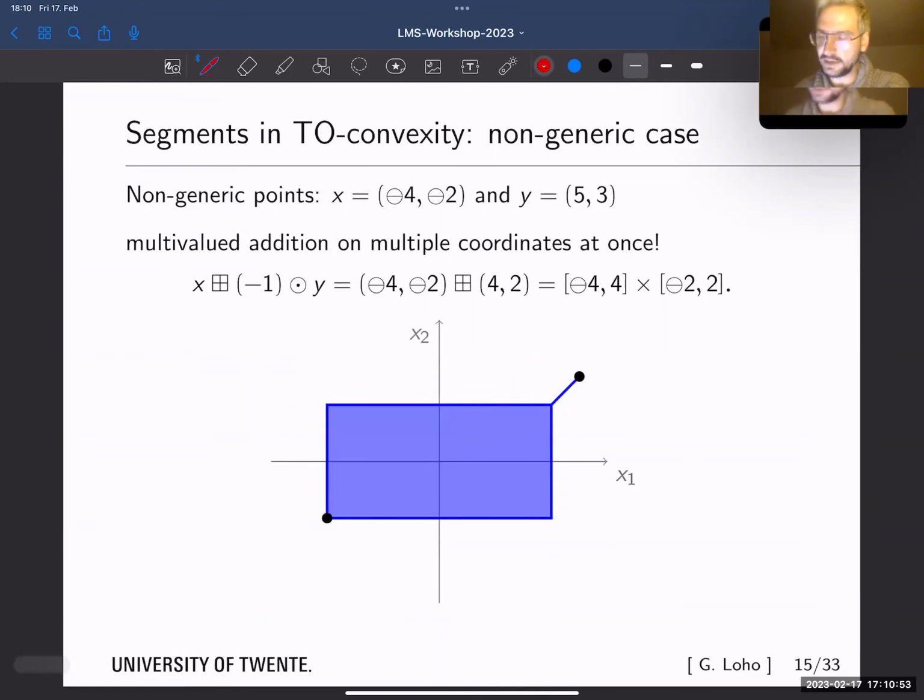But in the non-generic case, when suddenly the cancellation can happen in two coordinates at once, then these balanced entries really blow things up. Suddenly we get a two-dimensional object in this case, which is, I think, surprising or weird. I'm not sure how to say it, but we are surprised by what happens here. And then one gets doubts, is this really the right notion? But it actually is.